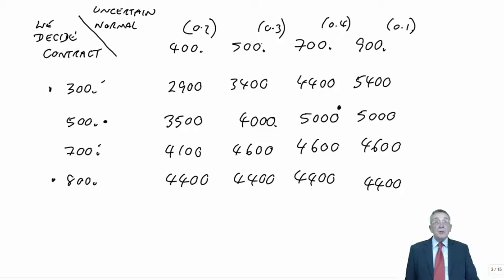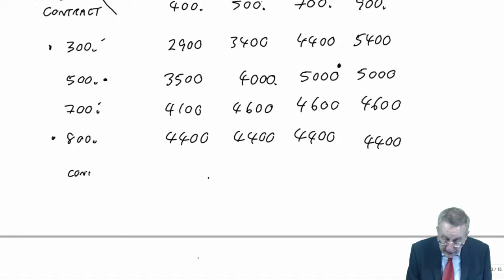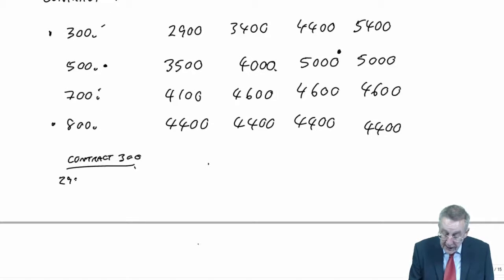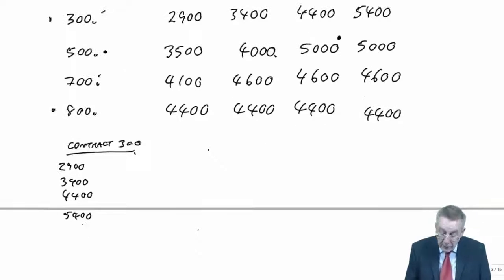So for each possible choice, each contract size, let's work out the average or the expected return. So let's go through one by one. First of all, if we contract for 300, we're going to get, depending on the demand, either 2,900, 3,400, 4,400, or 5,400. And we know the probabilities that go with each of them, 0.2, 0.3, 0.4, 0.1.